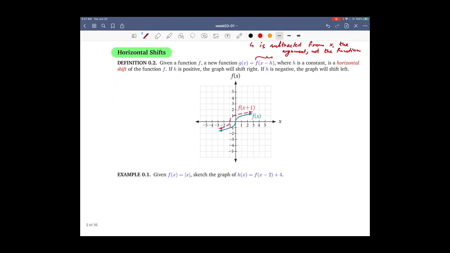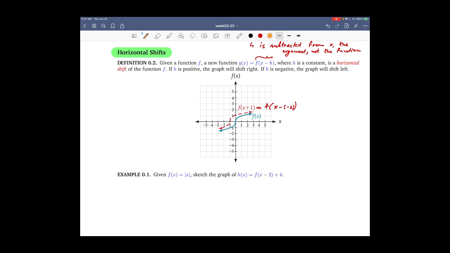More precisely, if h is a positive number, we shift the graph of f to the right by h. And if h is a negative number, like in this example, here h is negative 1, we shift by the value of negative h to the left. Let us explain why.